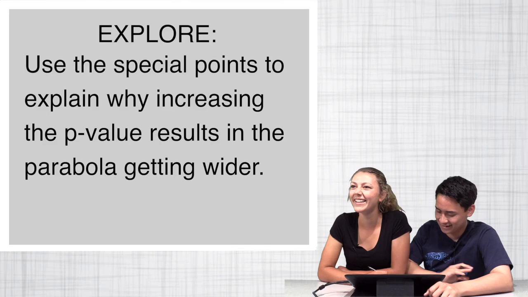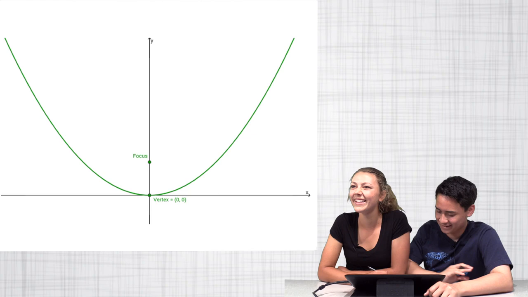In this episode, Sasha and Keoni use what they know about special points to explain why increasing the p-value results in the parabola getting wider on the coordinate grid. They begin by thinking about how to express a special point for any parabola with an unknown p-value.